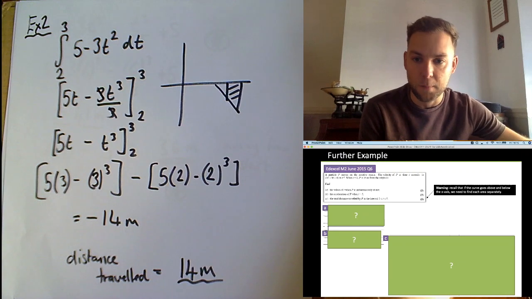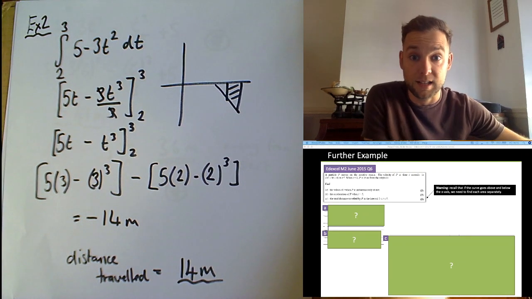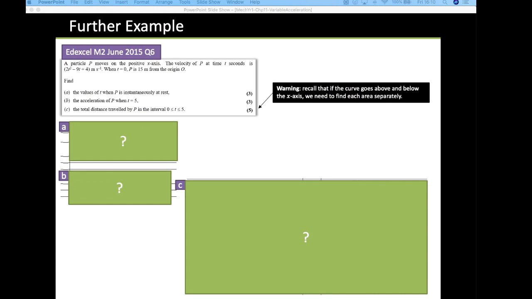So one more example. I'll make this big for you to have a go at. You should be able to have a go at this one yourself. A particle P moves on the positive x-axis, the velocity of P at time t seconds is equal to 2t squared minus 9t plus 4. When t is equal to 0, P is 15 from the origin. Find the values of t when P is instantaneously at rest, the acceleration of P when t is equal to 5, and the total distance travelled between 0 and 5. So have a go at that now.